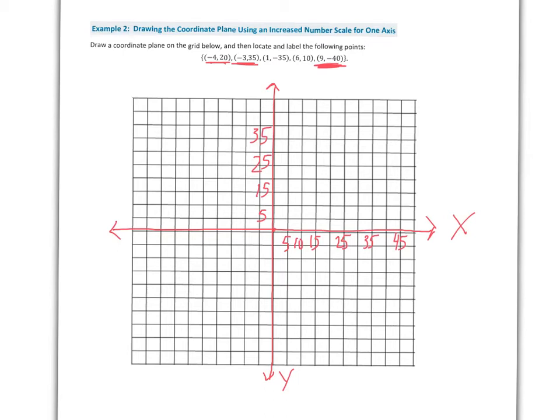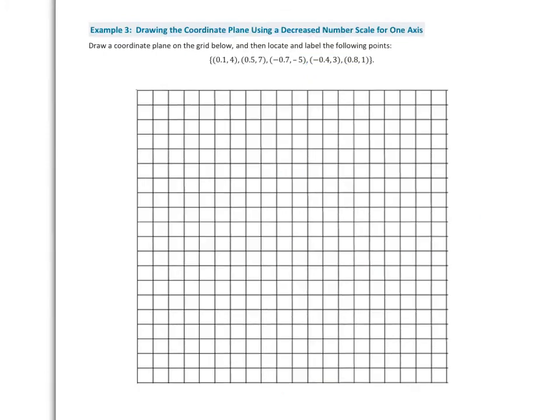Super easy for me to find points like (9, -40), now that I made sure I put my 40 on there. So, go ahead, you graph this point, (9, -40), and this point, and this point, and this point, and this point. And once you have all of those points graphed, you may raise your hand, and Mrs. Parker will come help you.